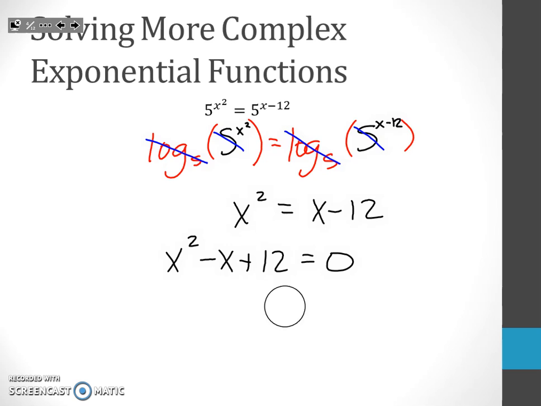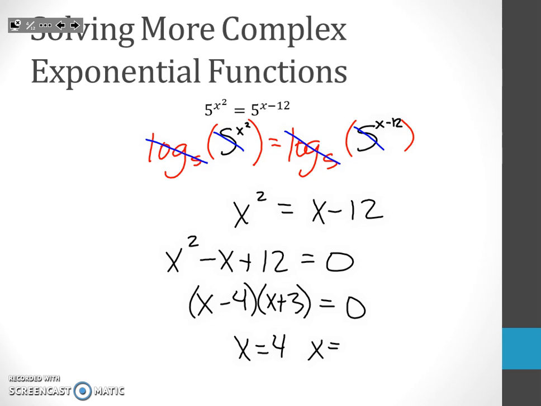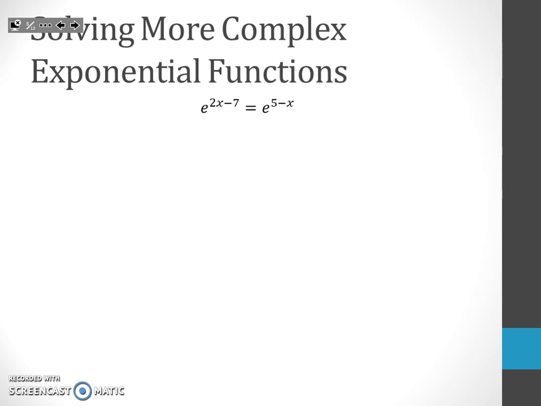Okay, now I'm ready to factor. You guys can go through your steps. This thing, though, will factor to x minus 4 times x plus 3 equals 0. And I get x equals 4 and x equals negative 3. Okay. Again, bases are probably going to match. Especially on your homework, they're going to have the same bases when you're working through these. Okay. So we're good on that first part.